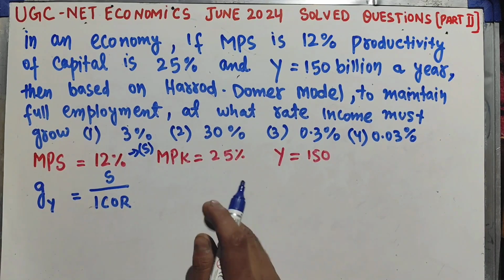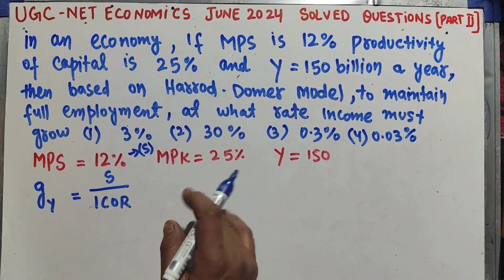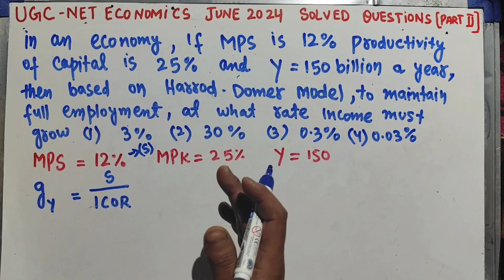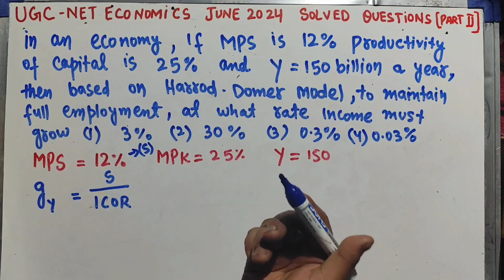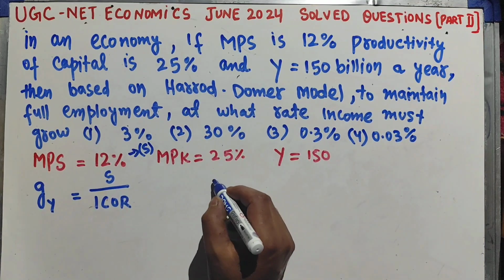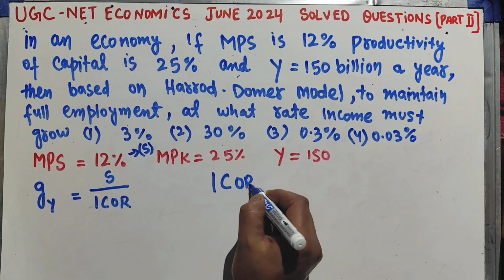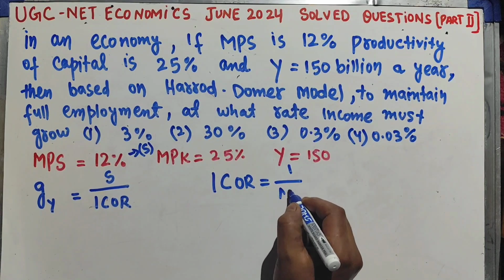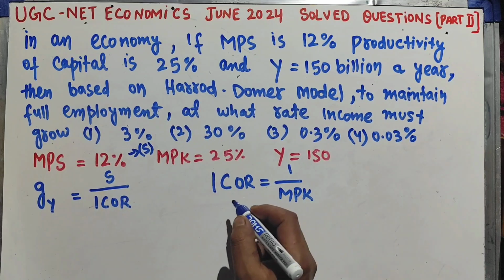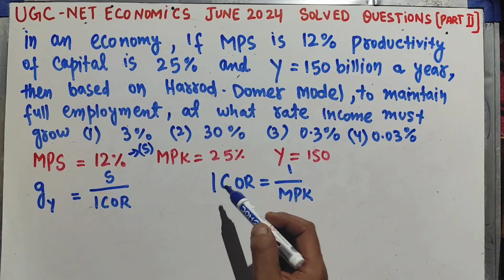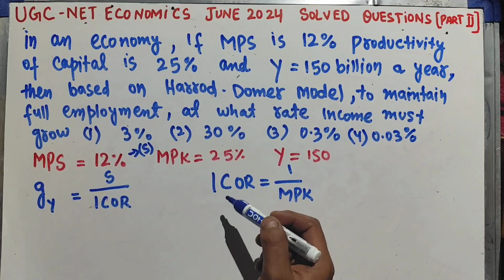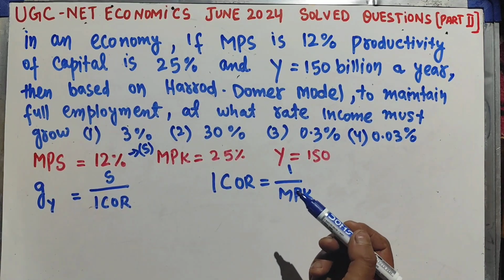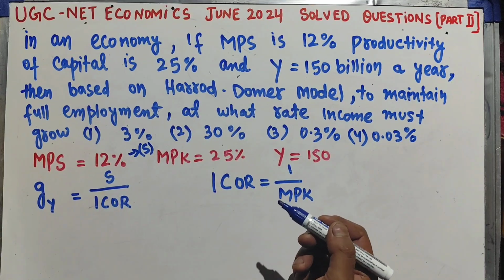Now what is the incremental capital output ratio? Incremental capital output ratio is the ratio of investment to growth, which is equal to the reciprocal of the marginal product of capital. Okay, so our ICOR is actually the reciprocal of the marginal product of capital. What does it tell us? It simply tells us that higher the ICOR, or higher the incremental capital output ratio, lower the productivity of capital will be, or the marginal efficiency of capital.